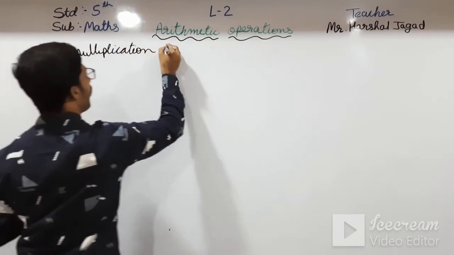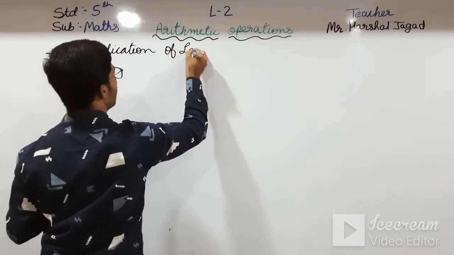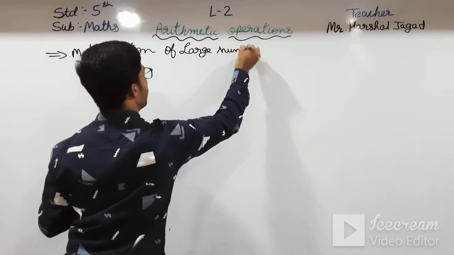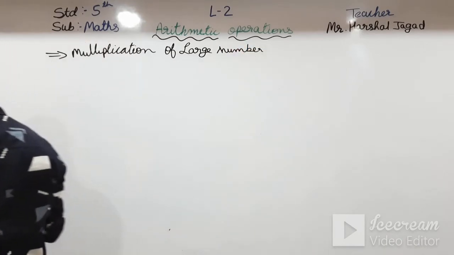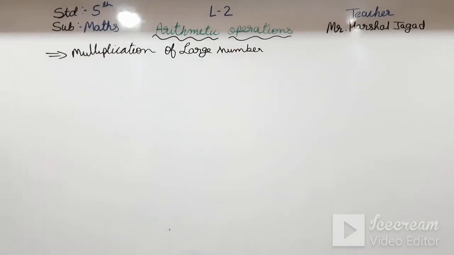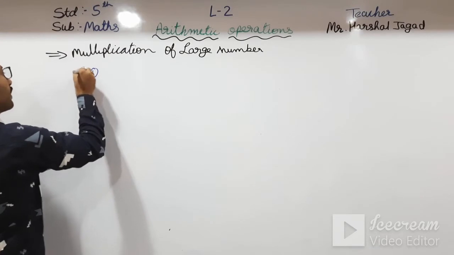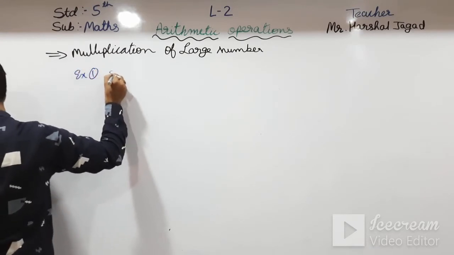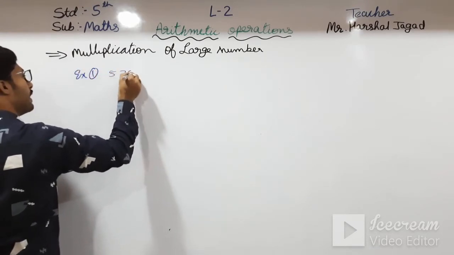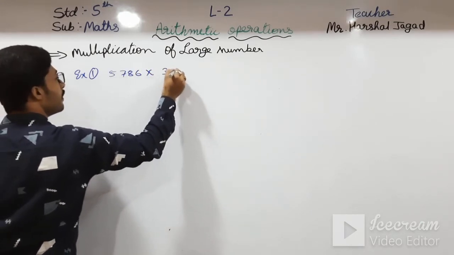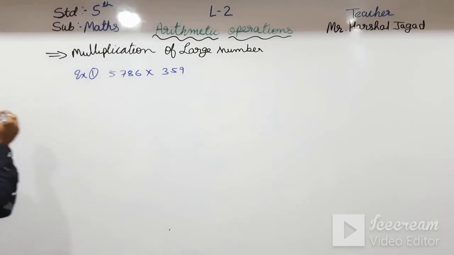Multiplication of large numbers. Here there is an example. Let us see that example, example number 1, that is 5786 into 359.